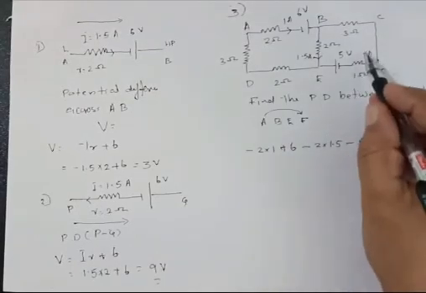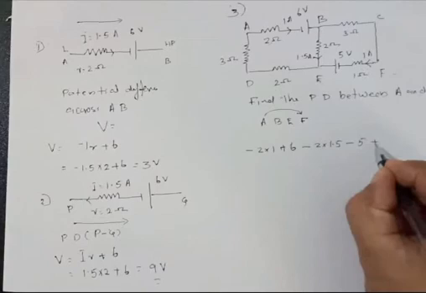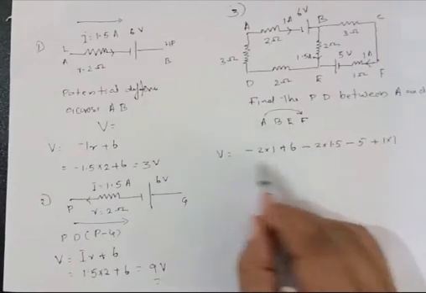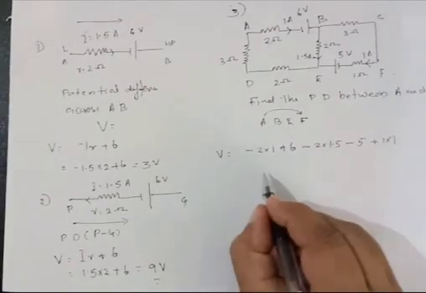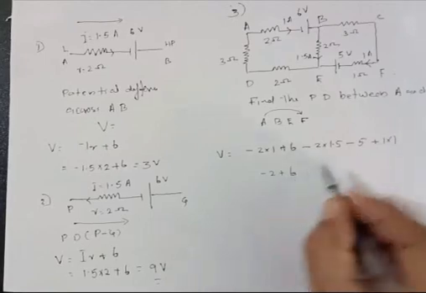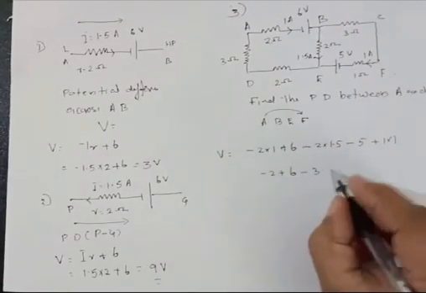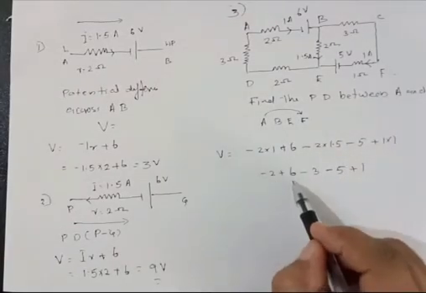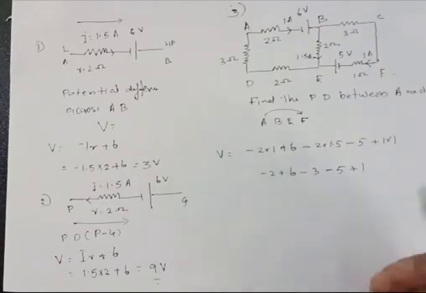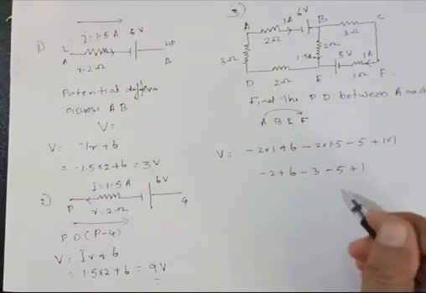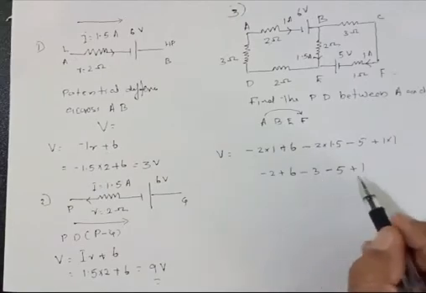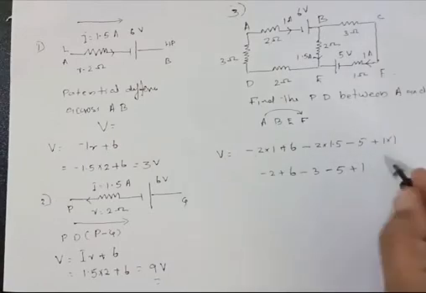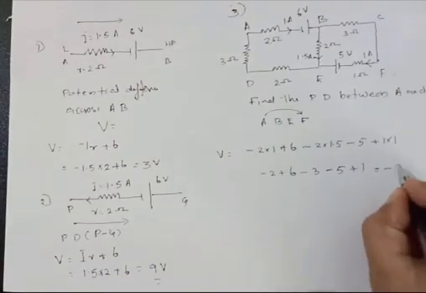And here it is 1 times 1, this is positive, so that will be plus 1 times 1. So this will be the potential difference, so we can work it out. Minus 2 times 1 is minus 2, plus 6, minus 3, minus 5, plus 1. So minus 2 plus 6 is 4, minus 3 is 1, minus 5 is minus 4, minus 4 plus 1 is equal to minus 3 volts. So this will be minus 3 volts.